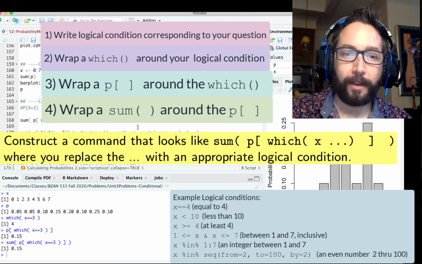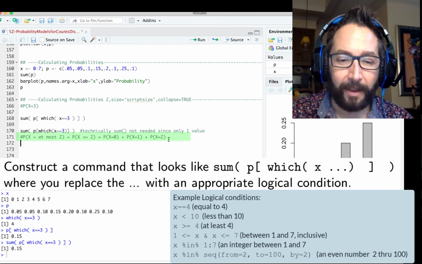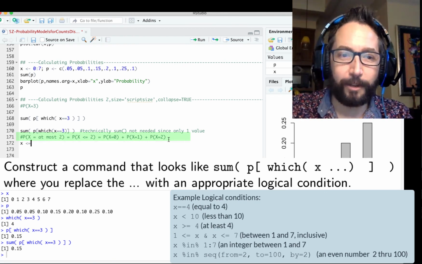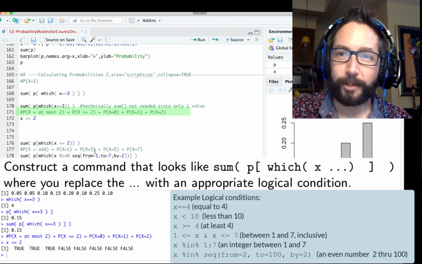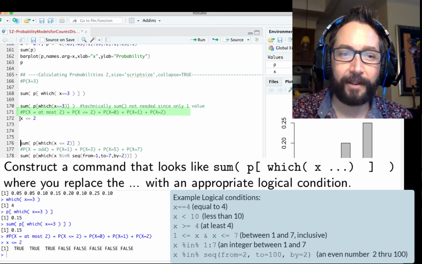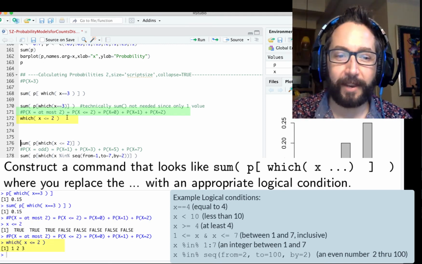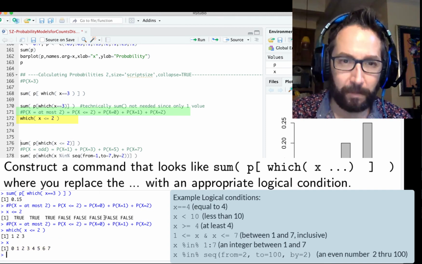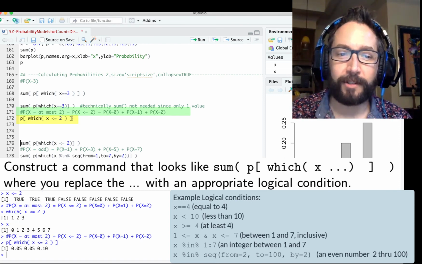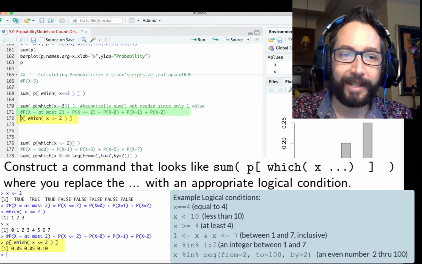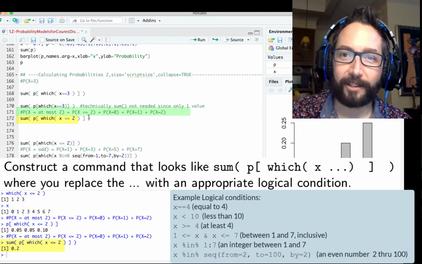So, for instance, what's the probability of getting a value of at most 2? Well, at most 2 would be x less than or equal to 2. So where do I find values of x that are less than or equal to 2? Just running that as a command, I get a bunch of TRUEs and FALSEs out. If I put that inside of the which function, though, it lets me know that the first, second, and third elements of x are less than or equal to 2. Confirmed. So let's extract out those values of p in those positions. We get these three probabilities, and we can take the sum of those three probabilities to get the probability of observing a value of little x that is less than or equal to 2.